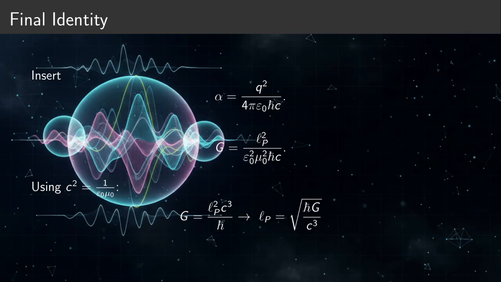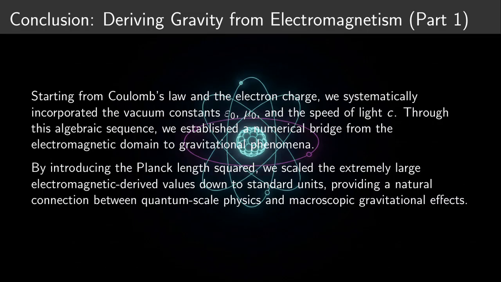Final identity. Using the definition of the fine structure constant, we rewrite the expression for G in a purely vacuum-based form. Substituting Maxwell's identity once more, we recover the standard Planck scale expression. G equals the Planck length squared times c cubed divided by h bar. This closes the loop, showing that the Planck length itself is defined by h bar, G, and c.